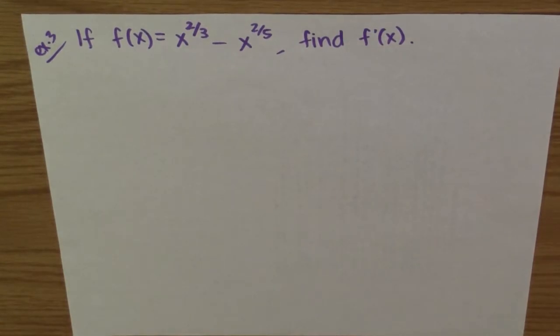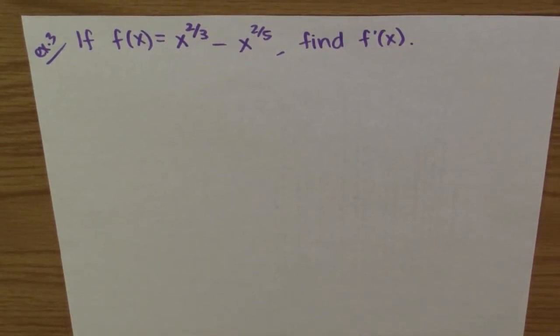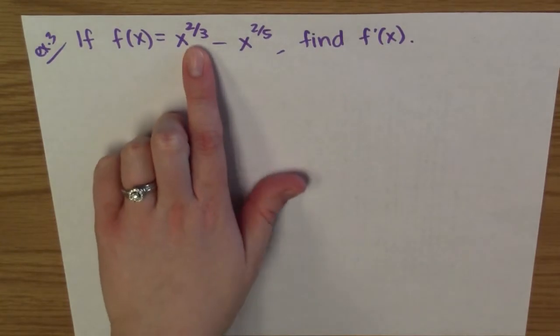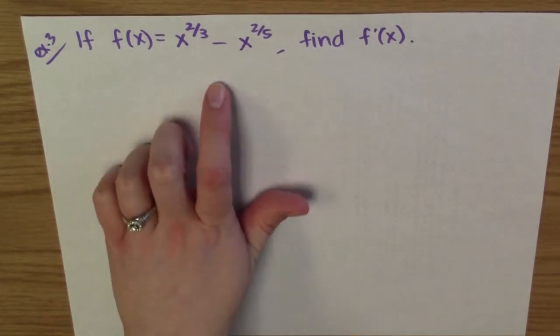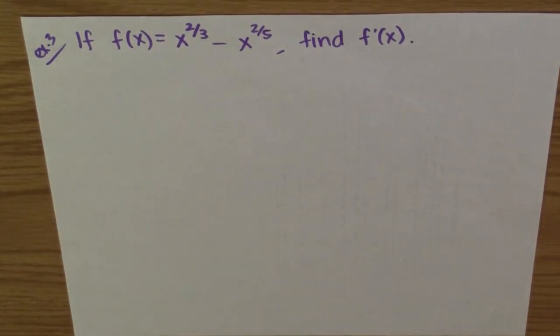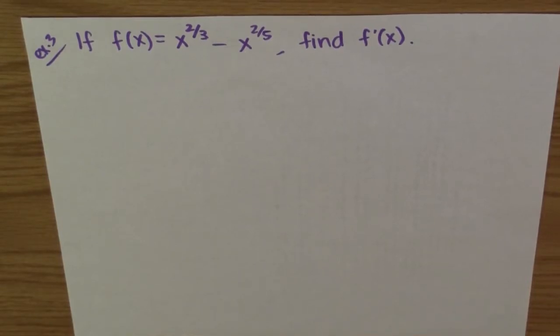Finally, let's look at example 3. In this case, my function's not exactly a polynomial because most of the time we think of polynomials as having whole numbers on their exponents. And here I have fractional exponents, 2/3 and 2/5. But because these exponents are not 0, I can still use the power rule on these guys. So we'll go slow again.